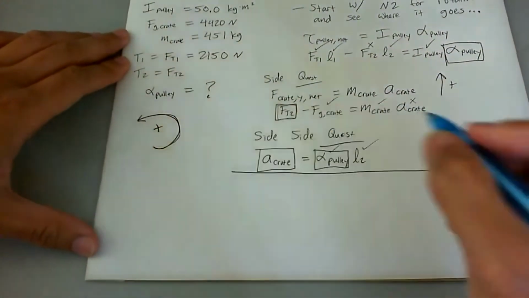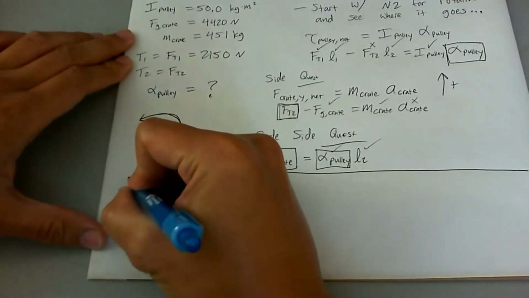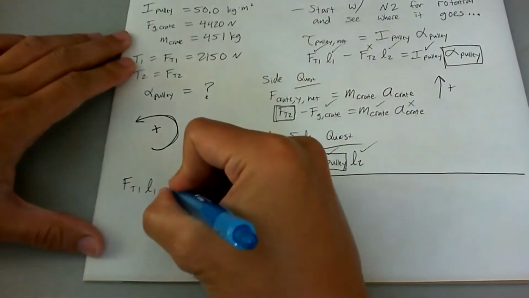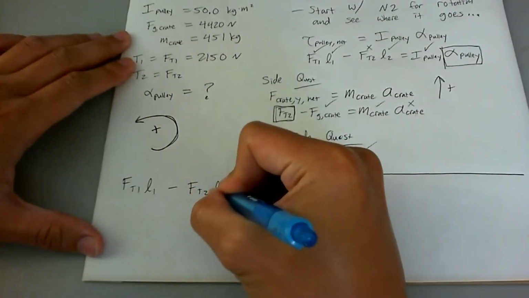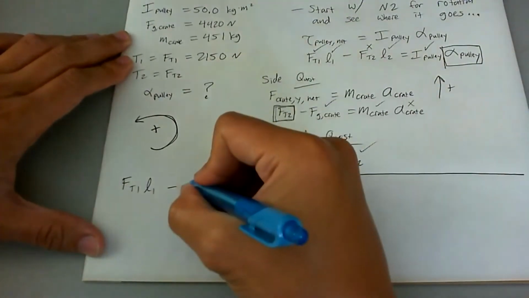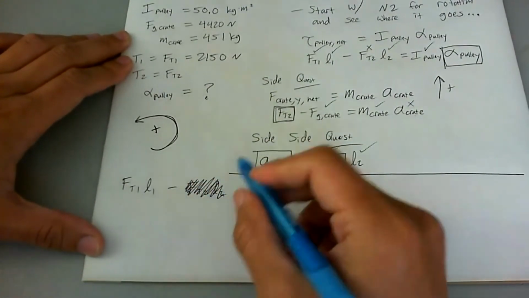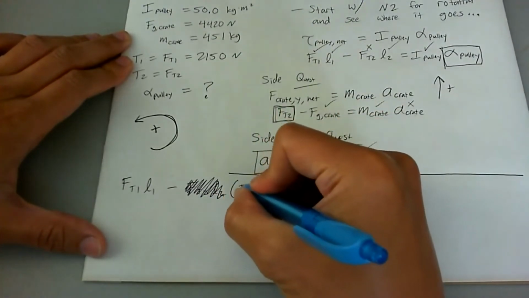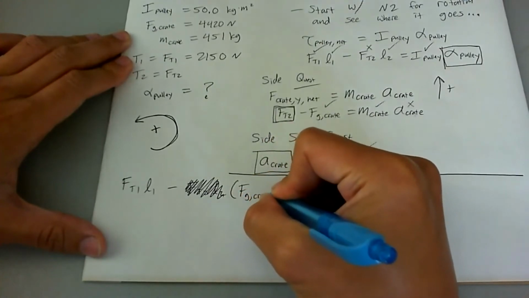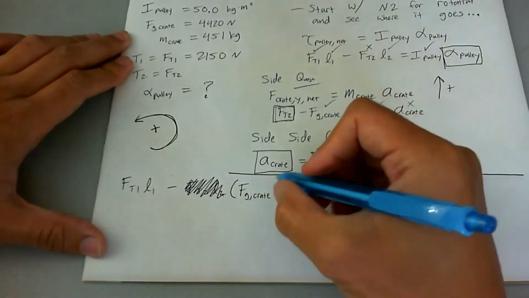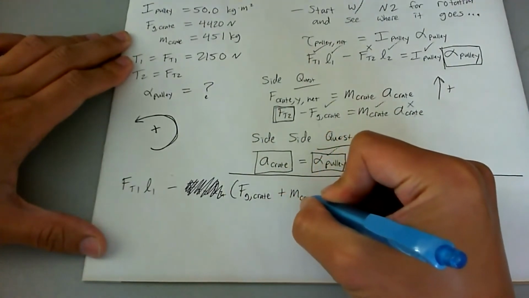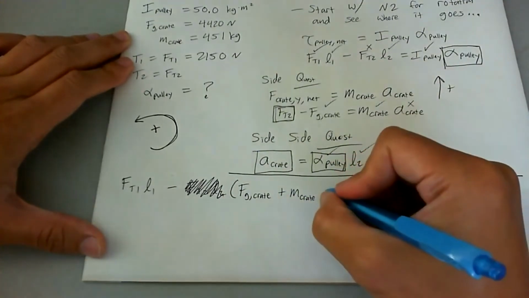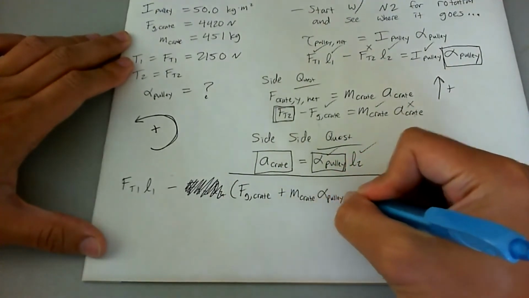I'm going to start on the left. We have FT1 times L1 minus FT2 times L2. Oh crap, I already made a mistake. Instead of FT2, what I'm going to now do is say FG crate, since I put this on the other side, plus M crate. And now instead of A crate, I have to say alpha pulley L2.